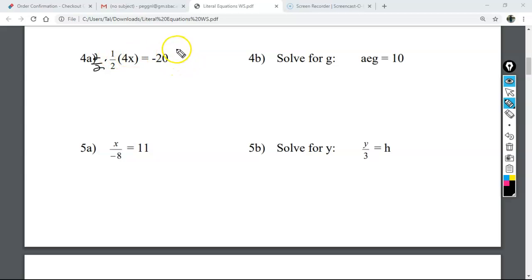Whatever you do to one side, you do to the other side. So we would times the negative 20 also by 2 over 1. This was a 2 over 1. So those cancel out, and I'm left with 4x.